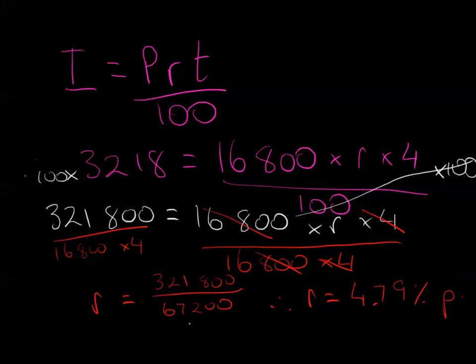4.79% per annum. Now, guys, in this example, just to recap what we have done to find the interest rate is we have used our interest amount of $3,218. We've used our principal of $16,800, and we've used 4 years as 4 time periods. It's important to recognize in this example that you do need an understanding of algebra in order to find the unknown variable of R, interest rate in this case.